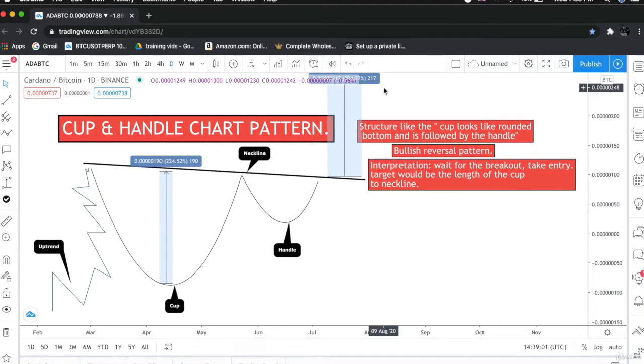Now let's go to the chart and find a real life example. This is the Cardano and Bitcoin chart. This is a cryptocurrency altcoin chart. Let's go and find a cup and handle pattern.